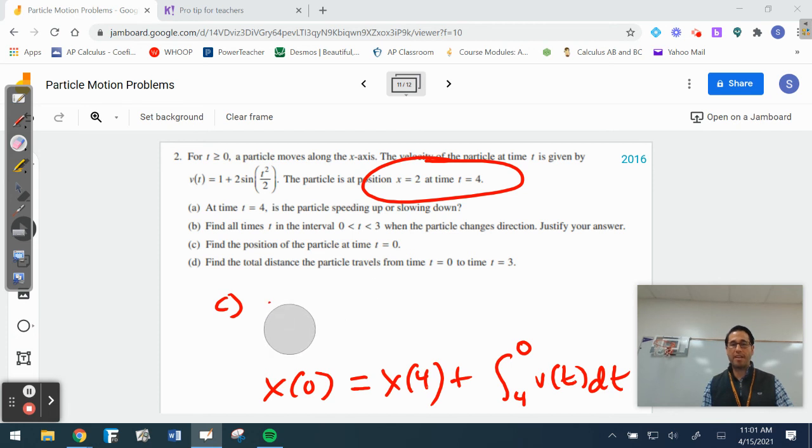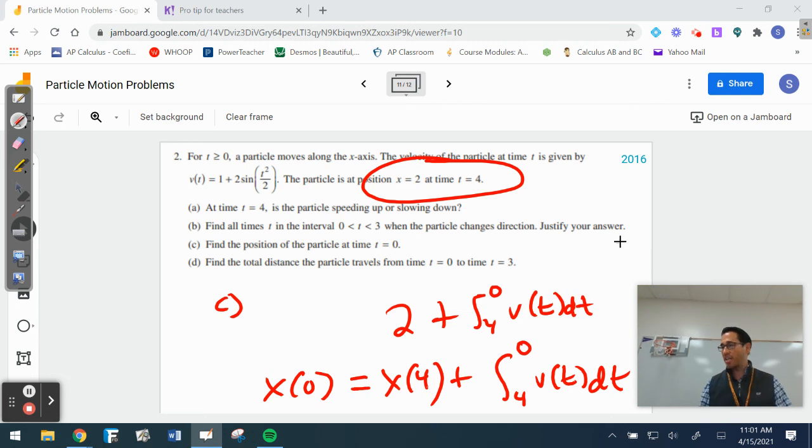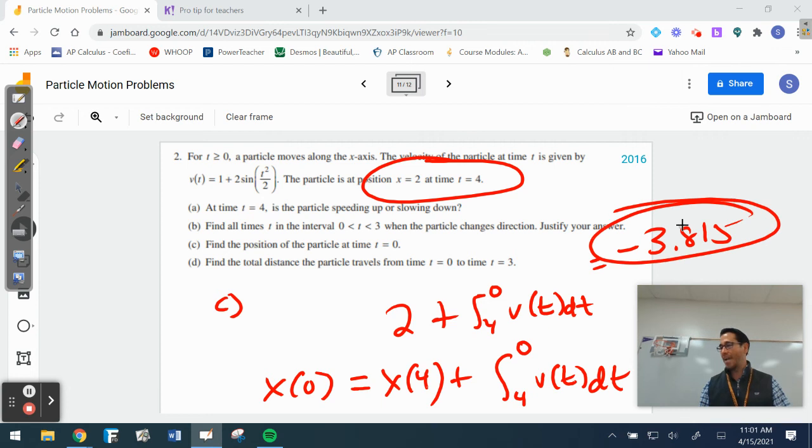Little bit different from a lot of the ones that we've been doing though, right? x of 4 is 2, so you get that. And then this, right, it's a number 2, so it's just a little plug and chug. And if you do it correctly, you get negative 3.815. All right, and that was worth 3 points if you were able to figure that out.